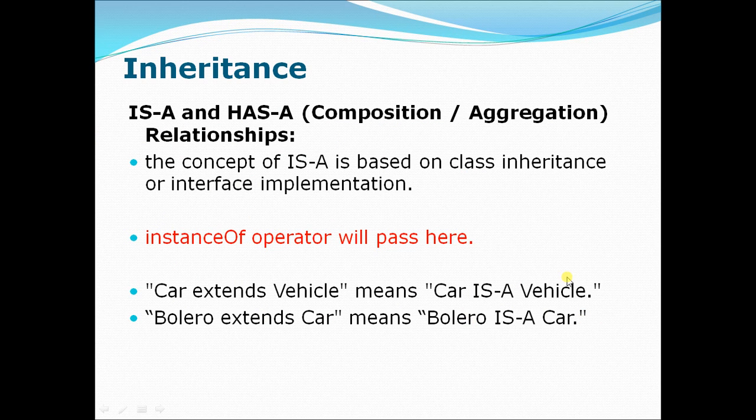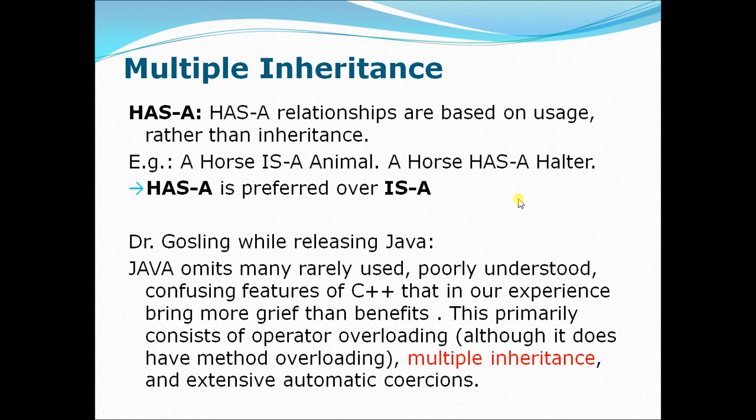Bolero is a vehicle also. Why? Because it is coming under your same tree basically. Okay. So similarly here also, what is HAS-A? HAS-A is anything related to usage, and it is rather than inheritance. Inheritance is not used. It is only for the usage part.